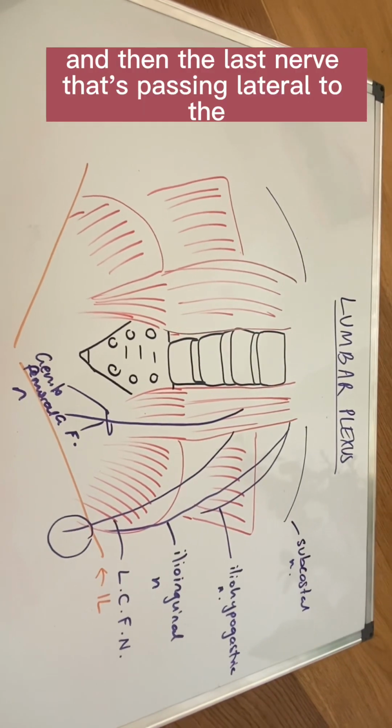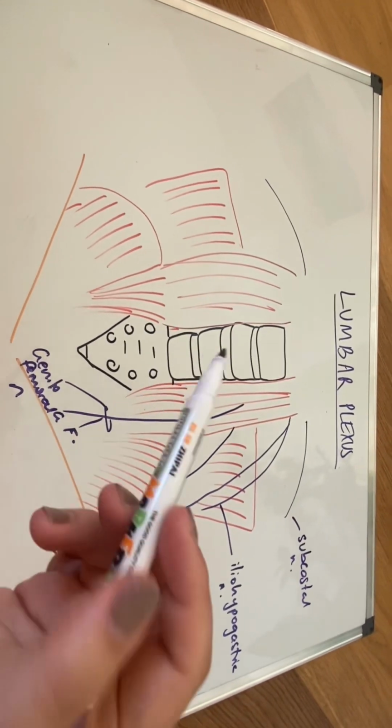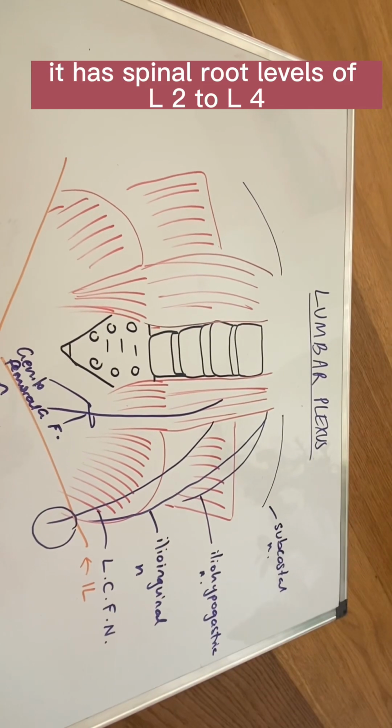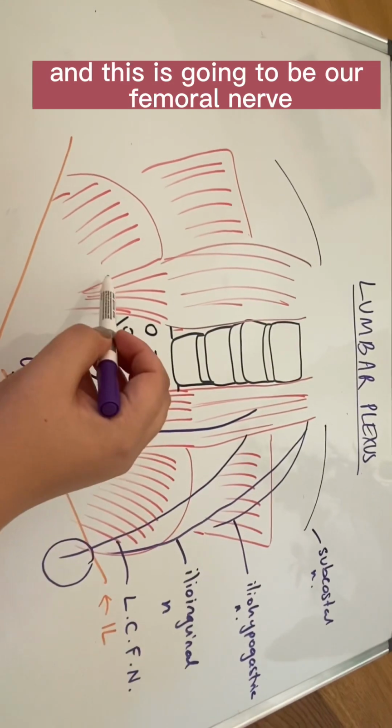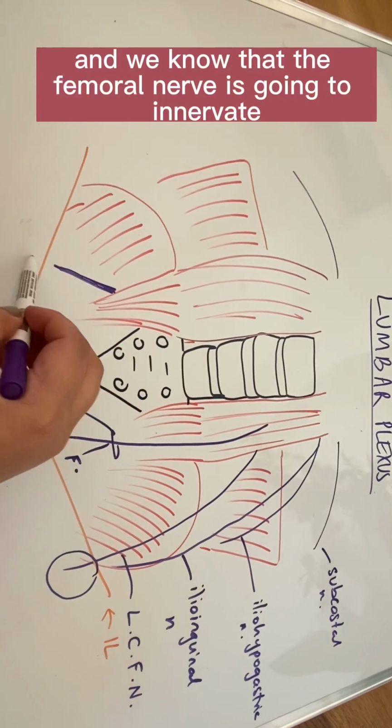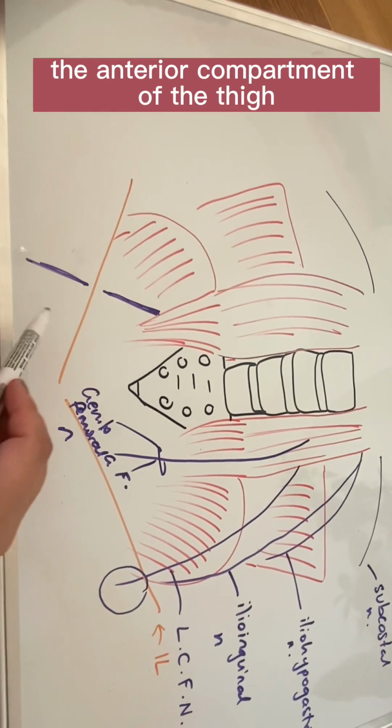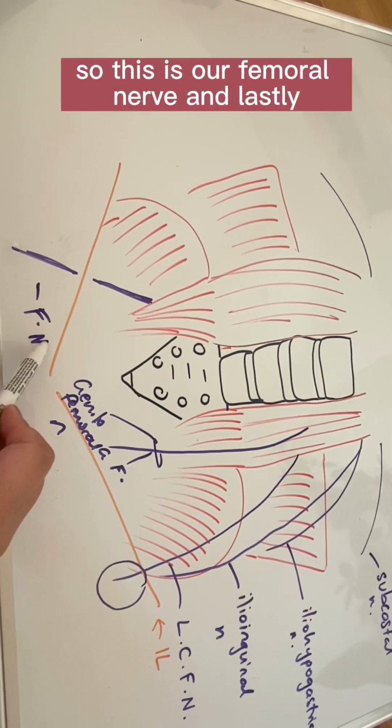And then the last nerve that's passing lateral to the psoas major, it has spinal root levels of L2 to L4, and this is going to be our femoral nerve. And we know that the femoral nerve is going to innervate the anterior compartment of the thigh. So this is our femoral nerve.